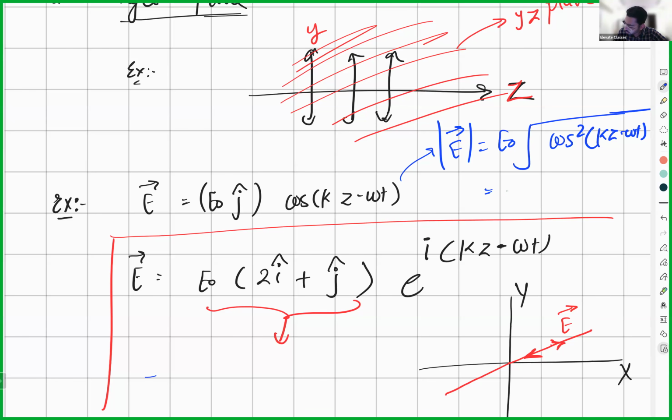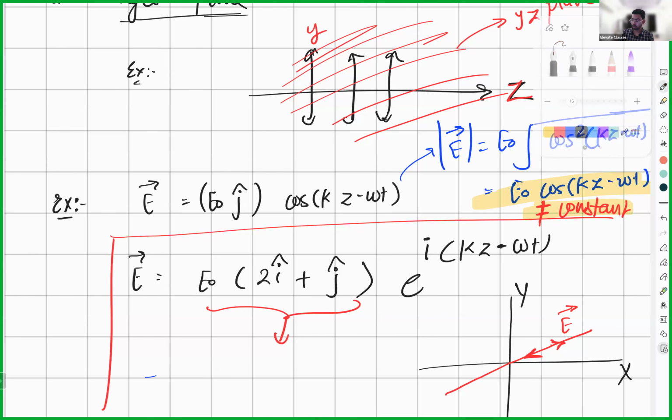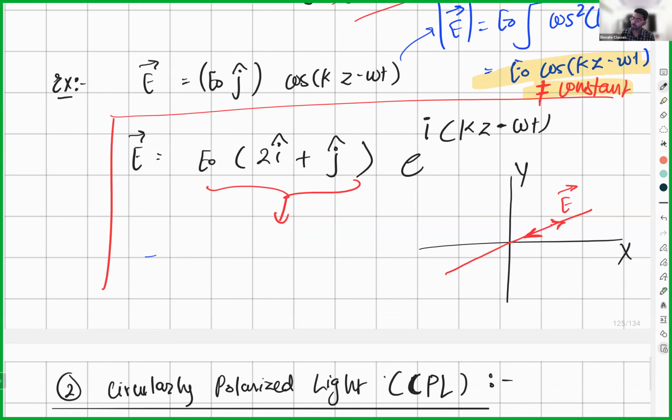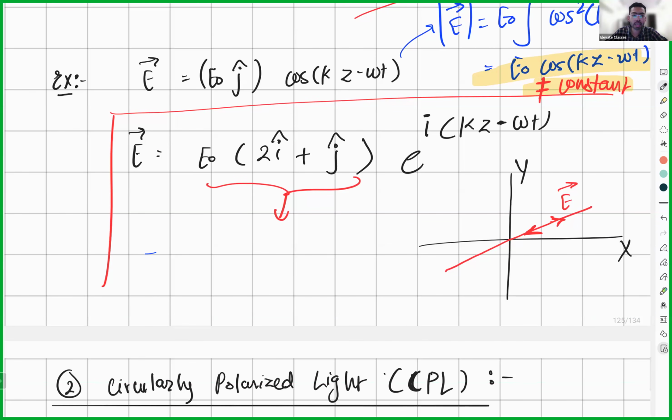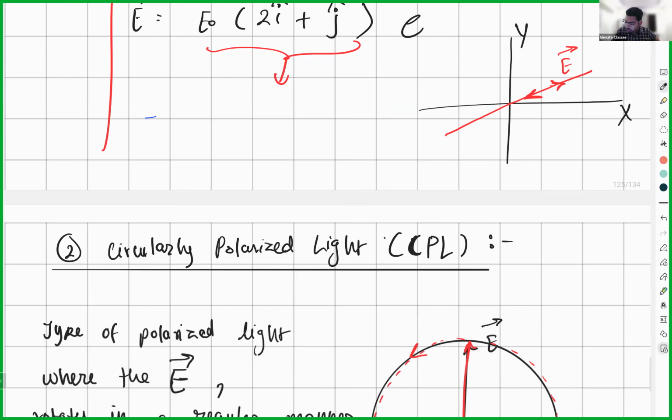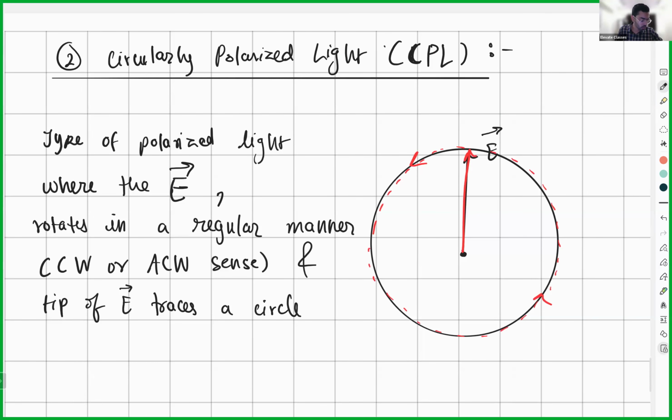So this becomes E naught cos of kz minus omega t. So you see, this is not a constant. It is not a constant. All right. So the magnitude itself is E naught cos of kz minus omega t, right? So for a particular value of kz minus omega t, the magnitude will be 0. It can be E naught, it can be minus E naught, or something in between, right? But it is not a constant. But for circularly polarized light, it is a constant.